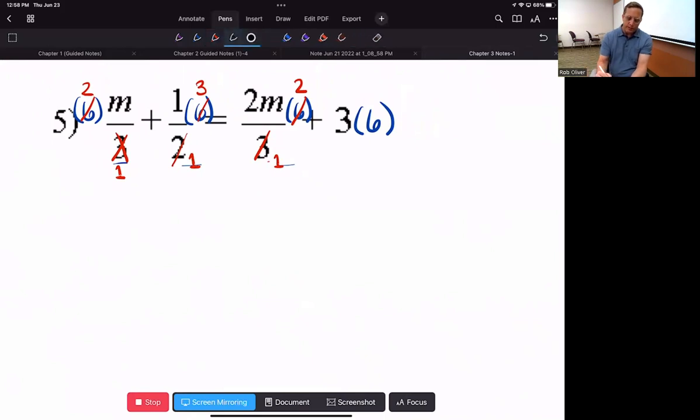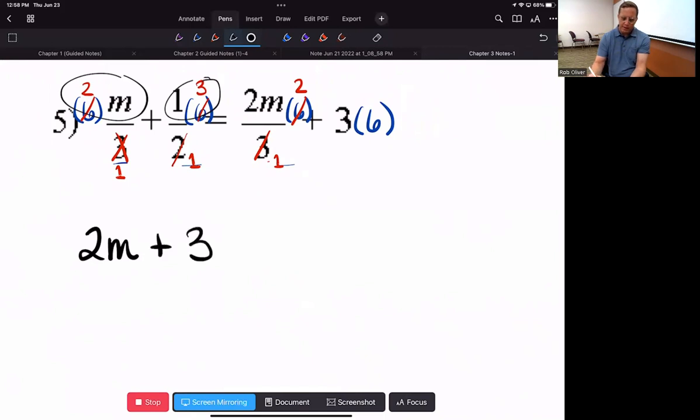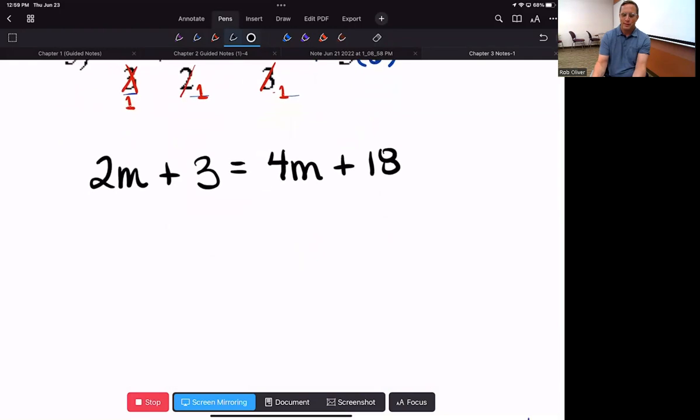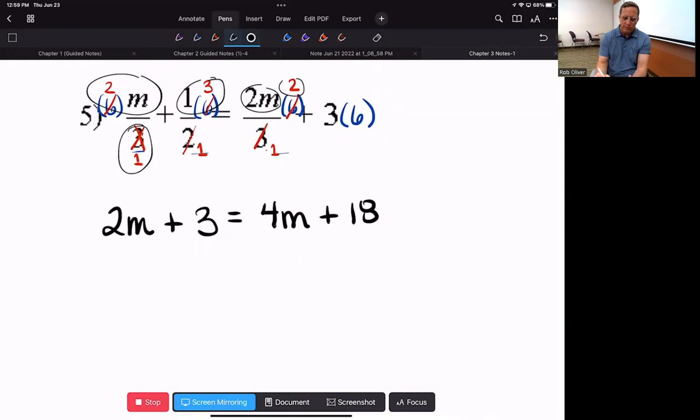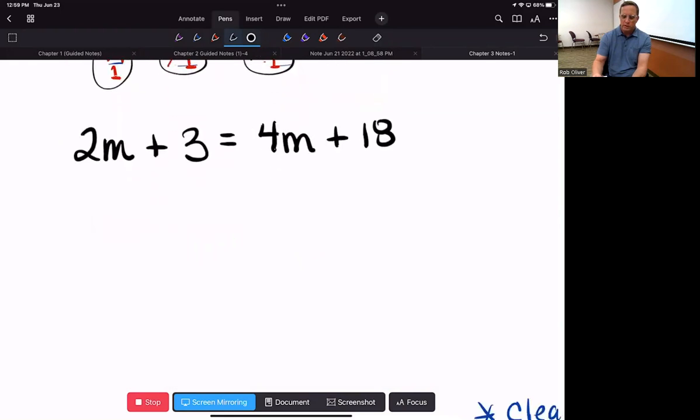And now let's go ahead and multiply what's left over. So we have 2 times m is 2m, plus 3, 1 times 3 is 3, equals 2m times 2 is 4m, and then plus 3 times 6 is going to be plus 18. So you have 2m plus 3 equals 4m plus 18. See, in clearing those fractions, every one of those denominators turned to a 1. And that's the goal. You want that to happen.